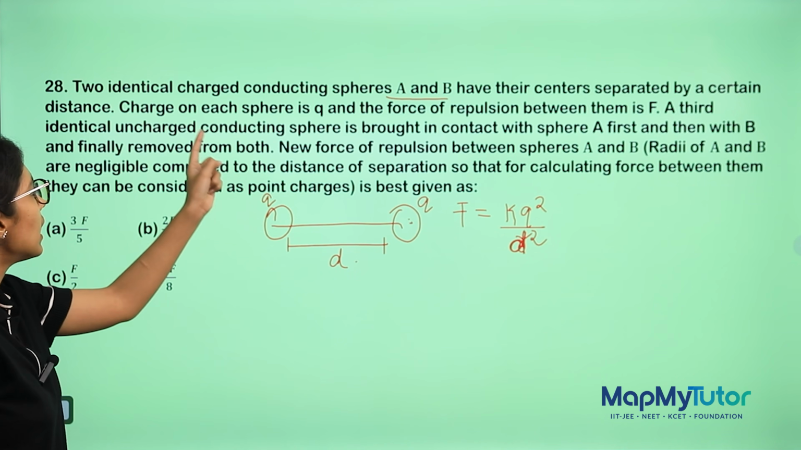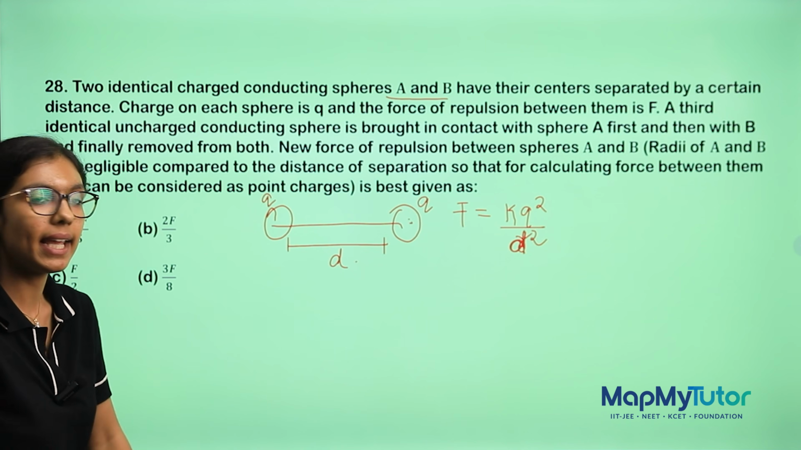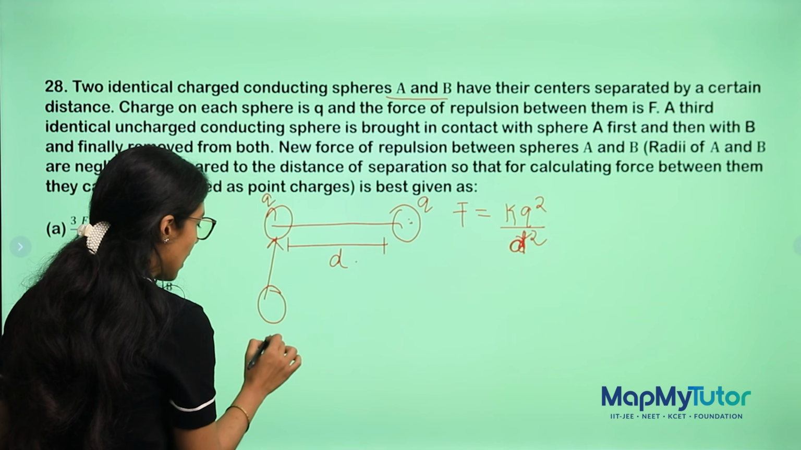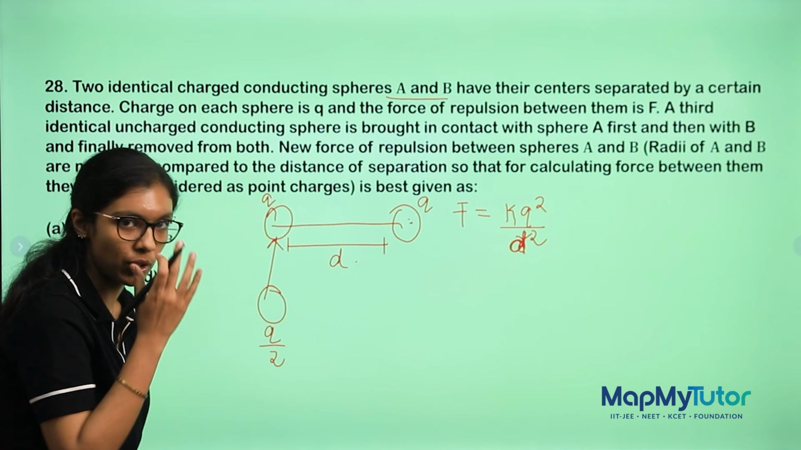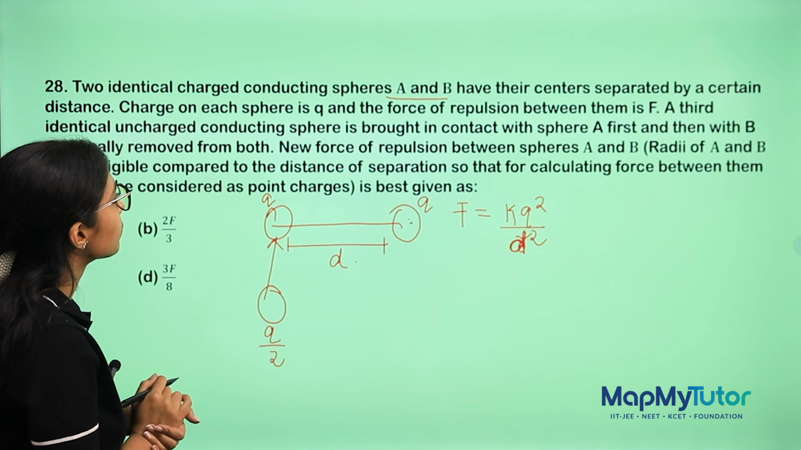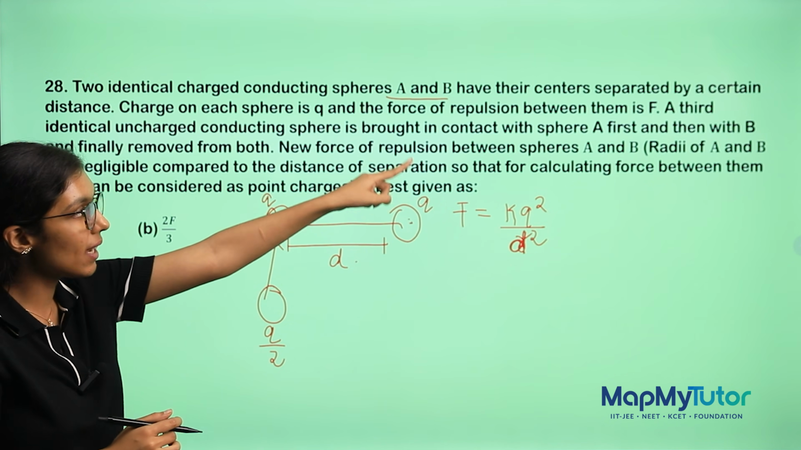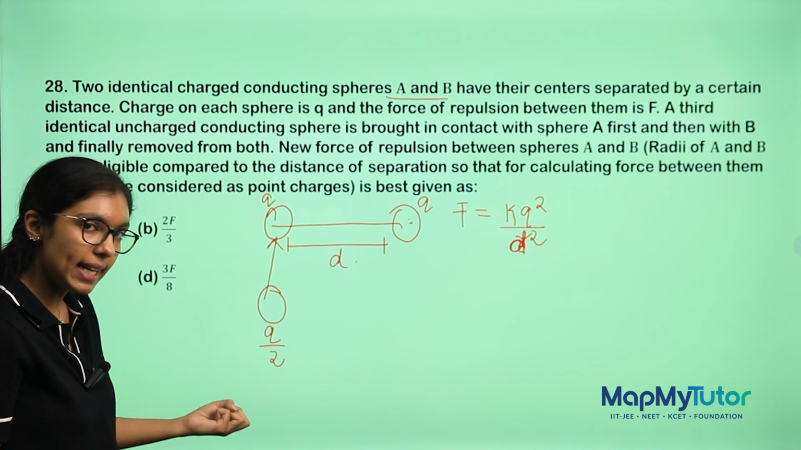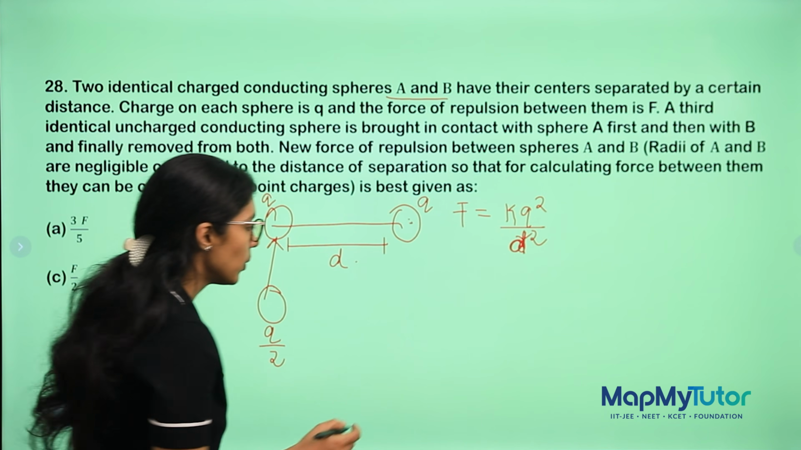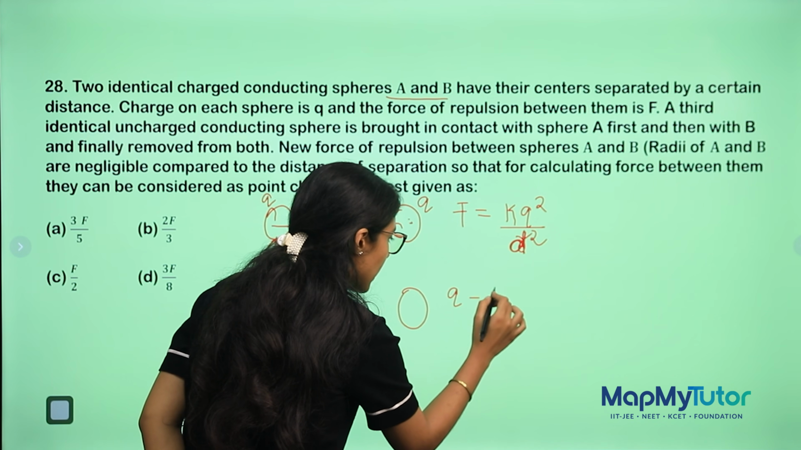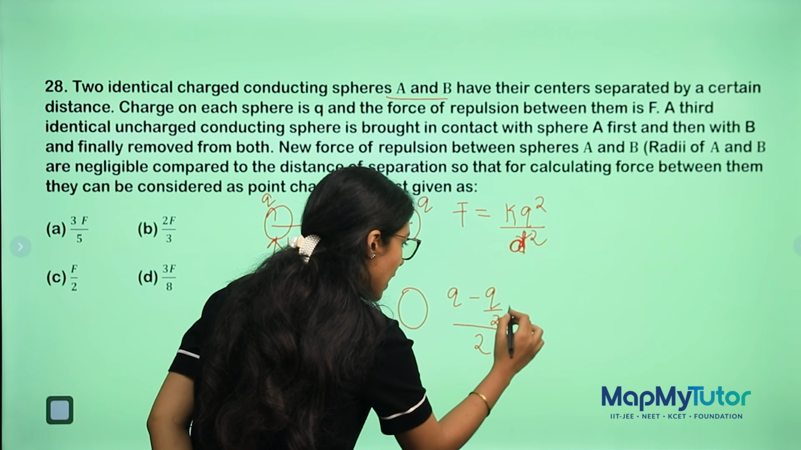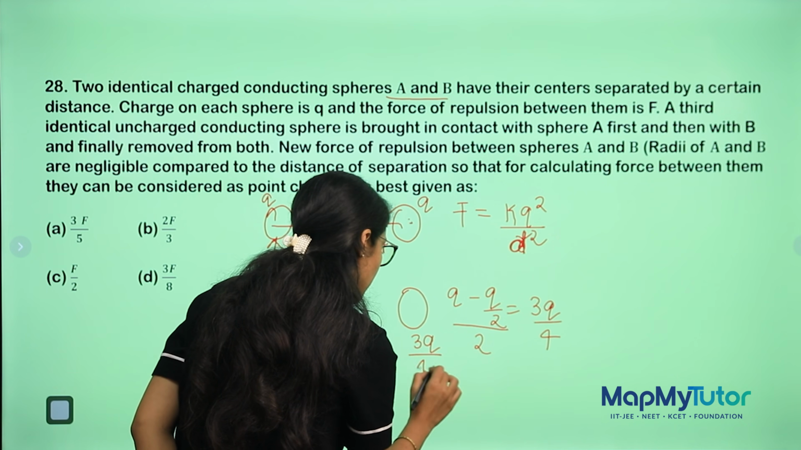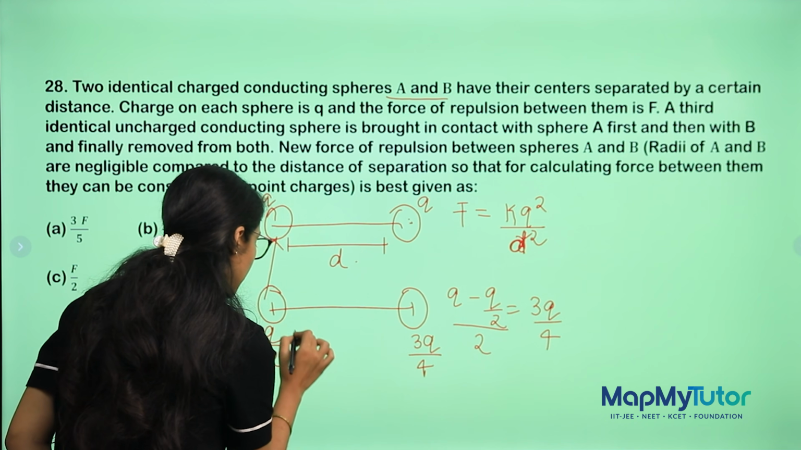A third identical uncharged conducting sphere is brought in contact with A. So when I take a charged sphere and bring it in contact with this, it will have half charge, q by 2. Then first with A, then they have brought in contact with B also. If I take the same charge q/2 out, I'll give it to that. It will be (q minus q/2) by 2, which is nothing but 3q by 4. So this charge will be 3q by 4 at the same distance d.